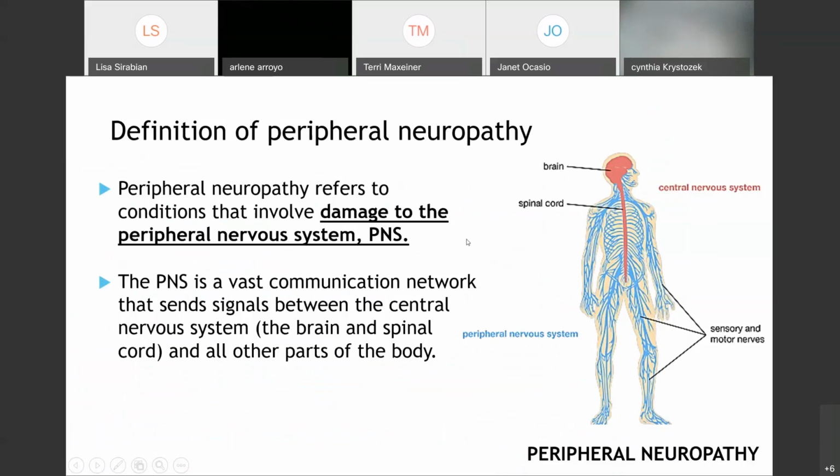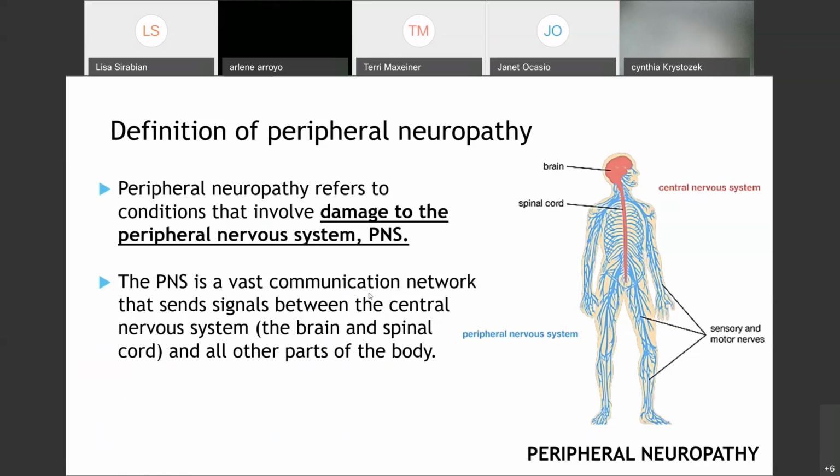All right, moving on to talk about the next one, which is peripheral neuropathy. Peripheral neuropathy refers to conditions that involve damage to the peripheral nervous system. This is a vast communication network that sends signals between the central nervous system, which is, of course, the brain and spinal cord, and all other parts of the body. I really liked the picture just because it was very, very basic. It reminded me of just how vast that communication network is.